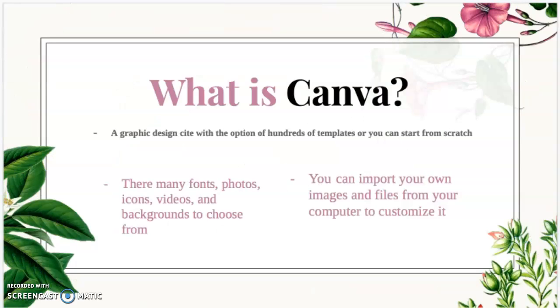So what is Canva? Canva is a website that allows you to graphically design any type of project that you want. They give you the option of hundreds of templates, and with that, you can create anything, or you can start from scratch if you would like. There are a variety of photos, fonts, icons, videos, backgrounds, and so much more to choose from, or you can import your own images and files from your computer if you want to customize something.